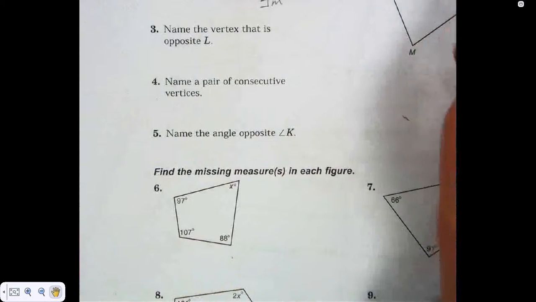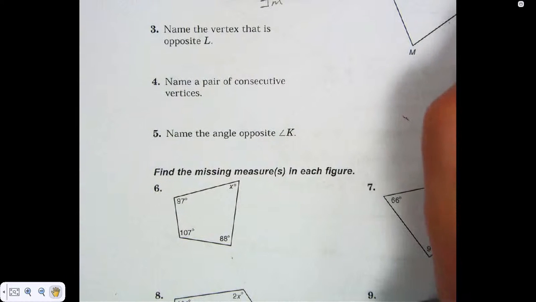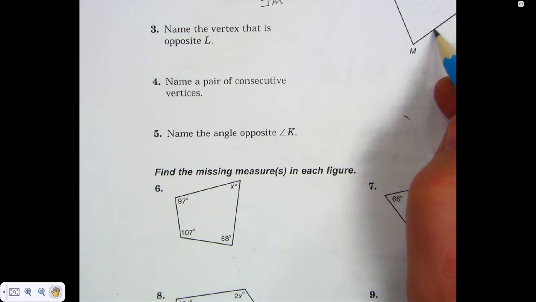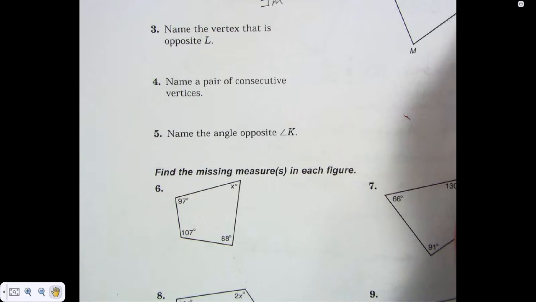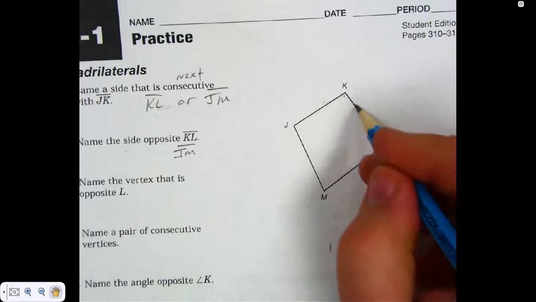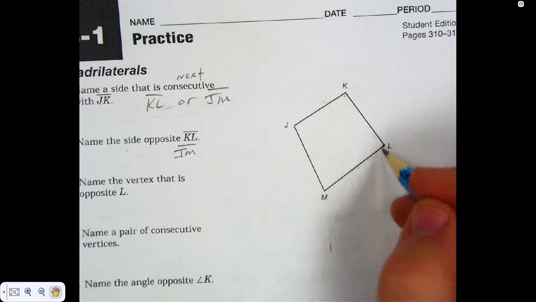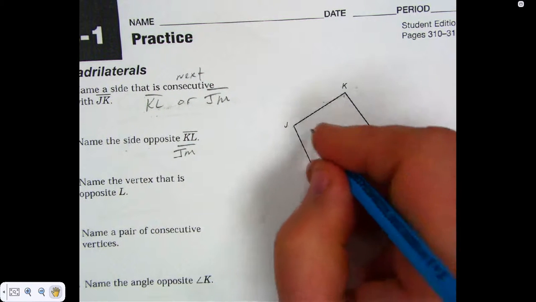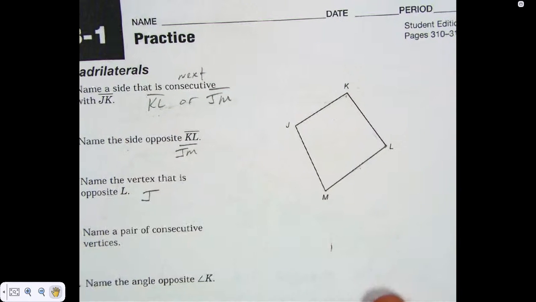Name the vertex that is opposite L. Okay, now we're talking about vertices. We're not talking about sides, but does the same concept work here? Consecutive means the next one. As I was on this angle, the next one would be what? If I went this direction, the next vertices would be what? Oh, sorry. As if I was walking on this, the next vertices would be what? K. If I was walking this direction, the next vertices would be what? So which one would be opposite? The one that I have to walk across to get to, which would be J.